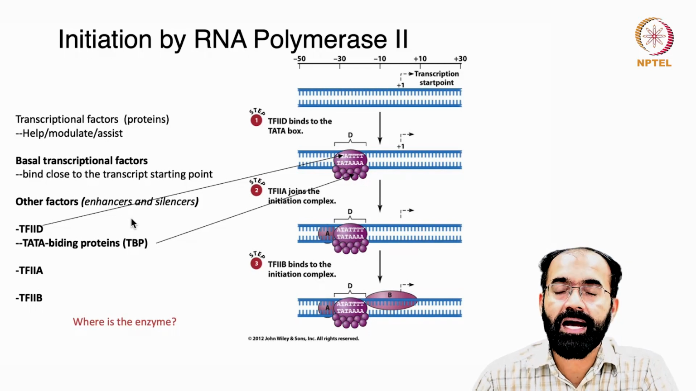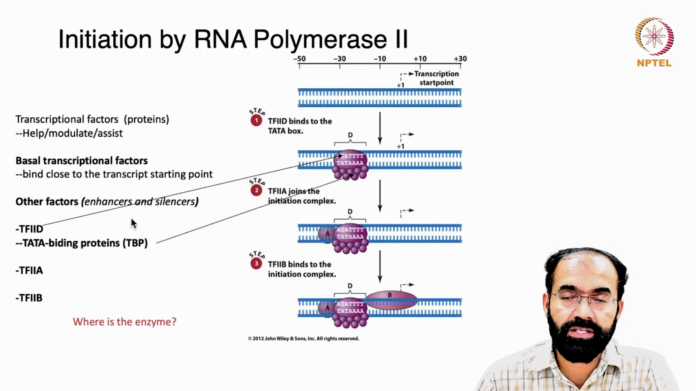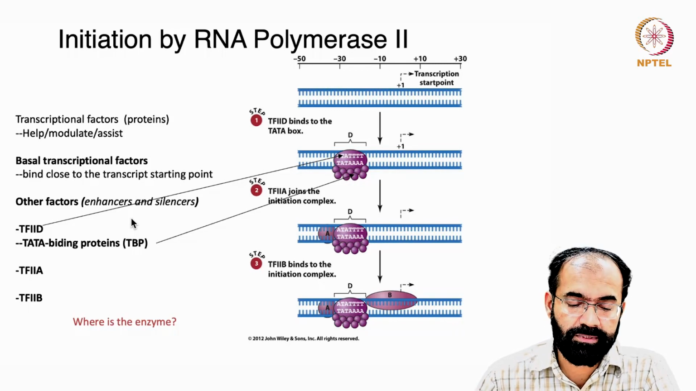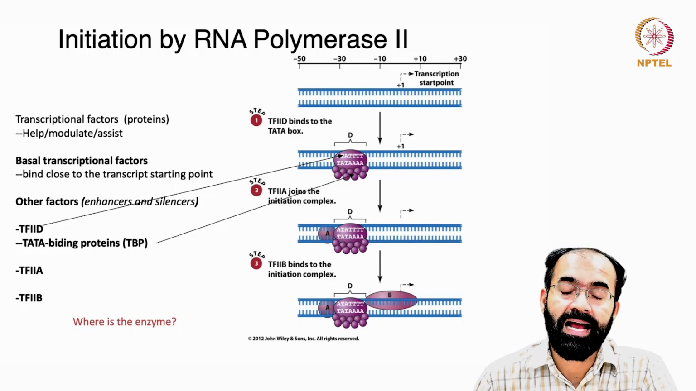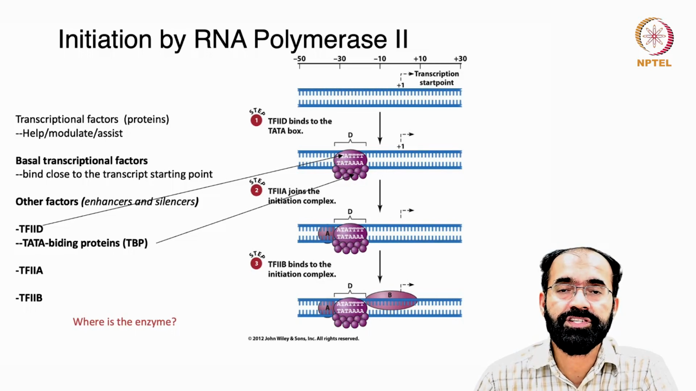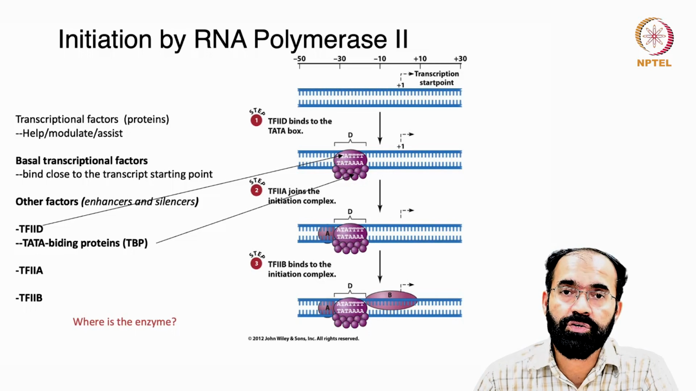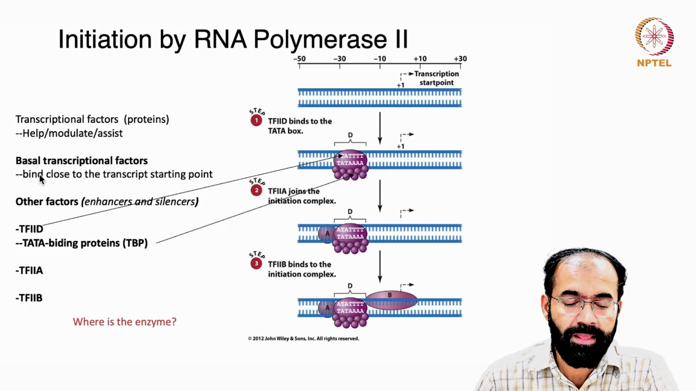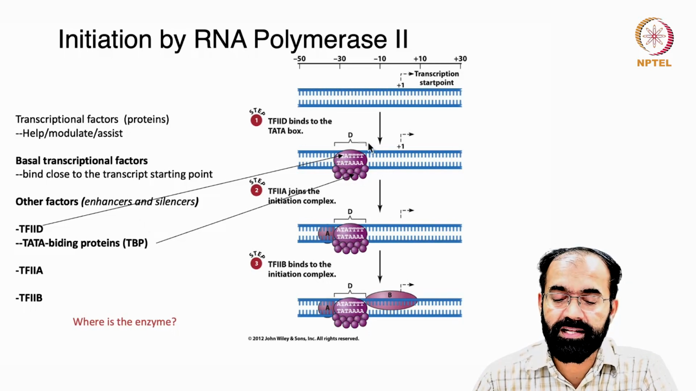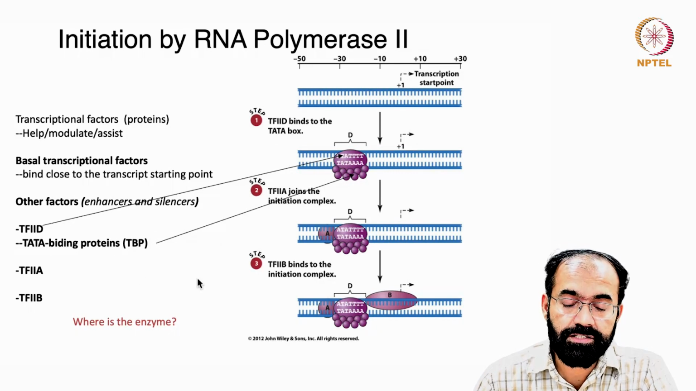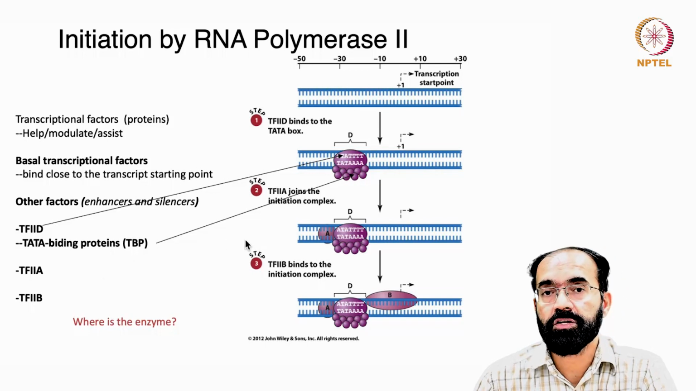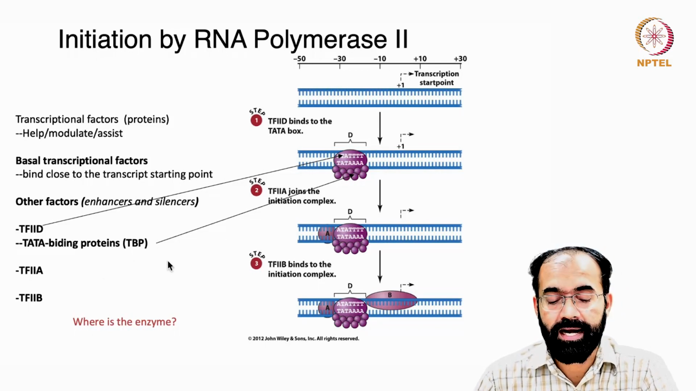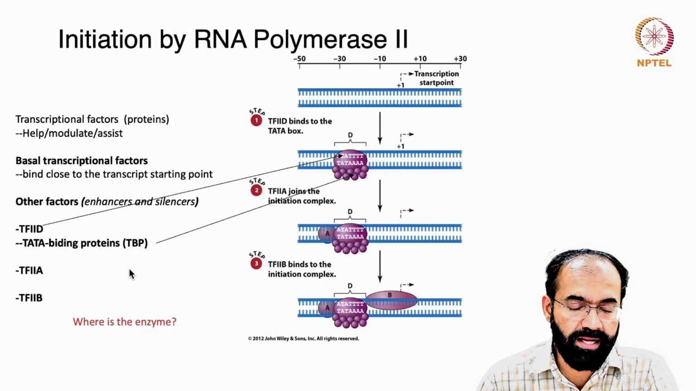And there are many other factors that contribute to the regulation of transcription. They are called enhancers and silencers. Enhancers accelerate the transcribability of a gene, and silencers reduce the transcribability of a gene. TF2D is the first factor that binds, and that is further assisted by other factors. And TF2D is also called TBP or TATA box binding protein.